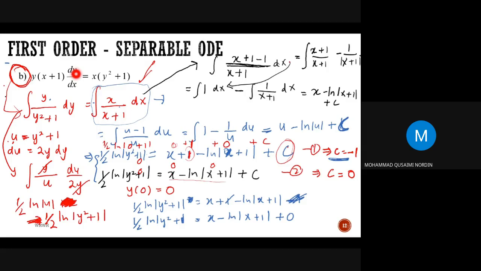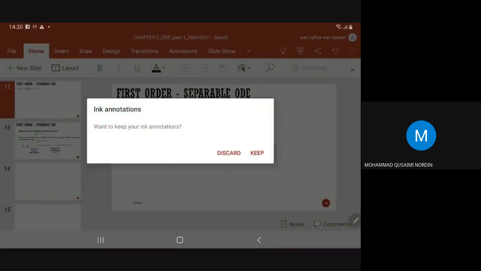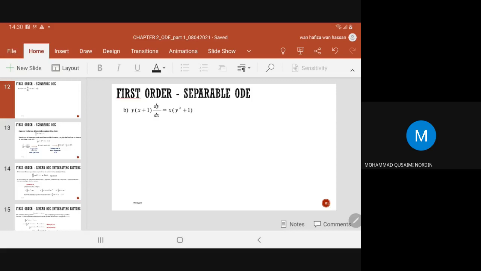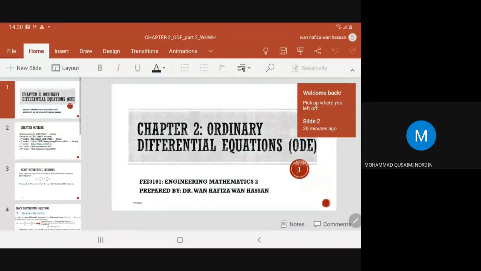Okay, and then for the rest of the steps, you just need to express y in terms of x. Alright, so now, okay, done. That is what I wanted to discuss with you for chapter 1, part 1. So now I'm going to proceed with chapter 1, part 2.